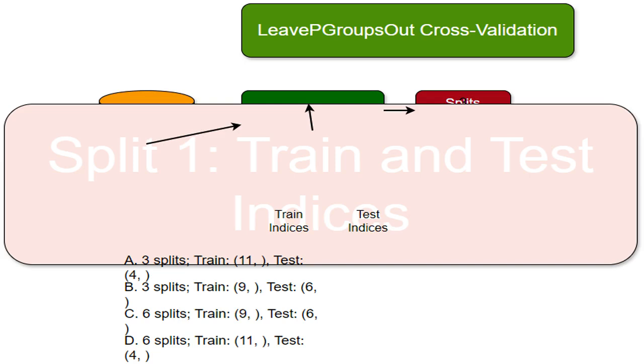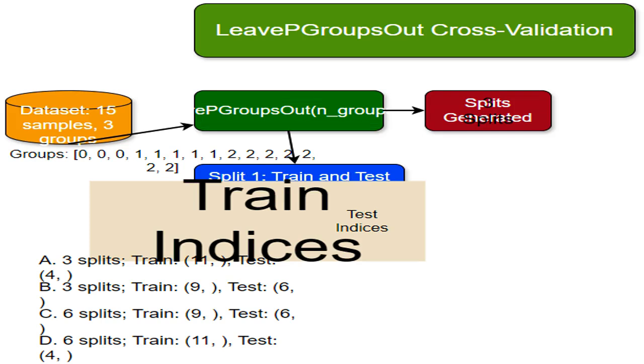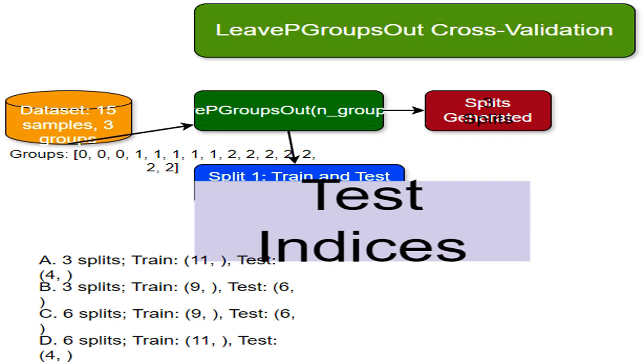For the first split, I want to know precisely which samples go into the training set and which go into the test set. This shows the indices, positions, of the samples that form the training set for split 1. This shows the indices, positions, of the samples that form the test set for split 1.